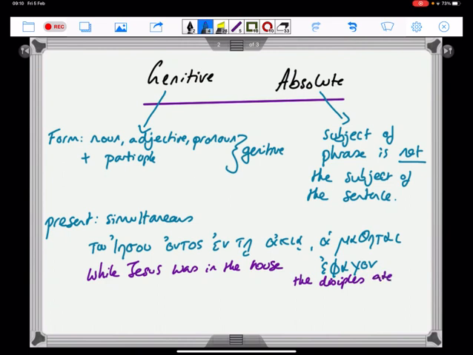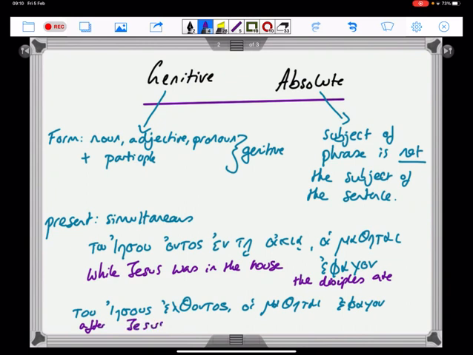In the aorist, you might have: tou Iesou elthontos hoi mathetai ephagon. After Jesus came, the disciples ate. So the aorist gives you sequence. The present gives you simultaneous action.